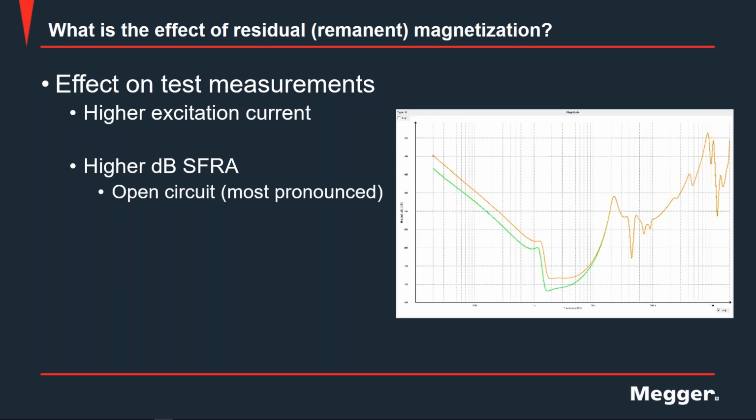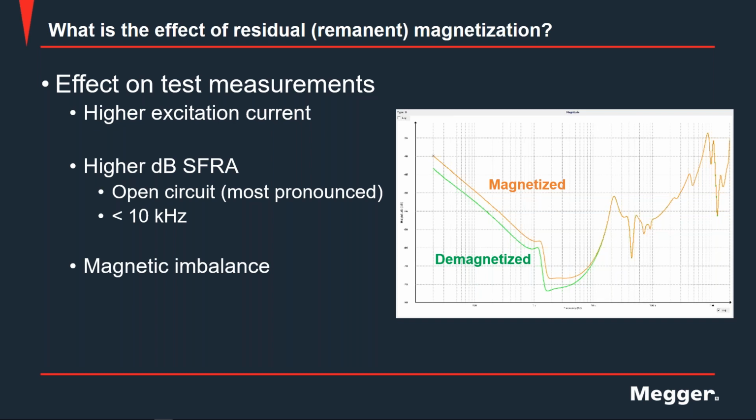When you're doing your SFRA sweep, you will also see higher readings. Most common, or where it's most pronounced, I should say, is on your open circuit tests, when you look at frequencies lower than 10 kilohertz. And what you will see is that your magnetized versus your demagnetized response will be higher. So that is one indication that your asset, your transformer, may be magnetized.